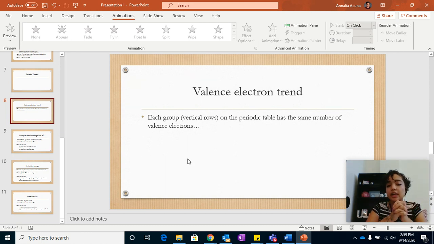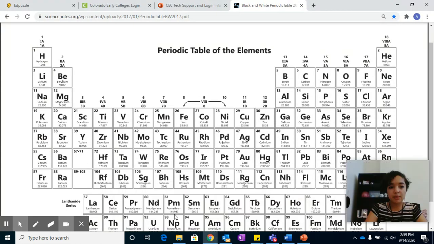I forgot to mention that each group, and that's a vertical row on the periodic table, has the same number of valence electrons, which is just so mind-blowing because when the periodic table got put together, we had no idea what electrons were, what protons were, even what atoms were, and yet it lines itself up that way because the way that an atom will react has to do with the valence electrons that it has. So I'll show you what I mean.